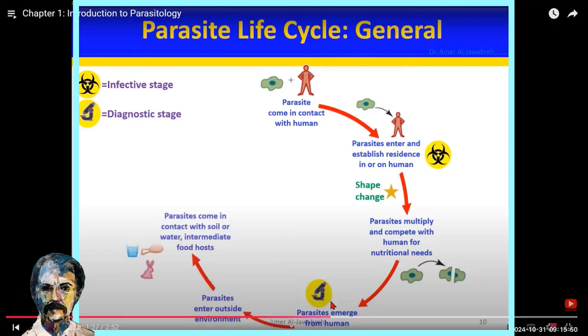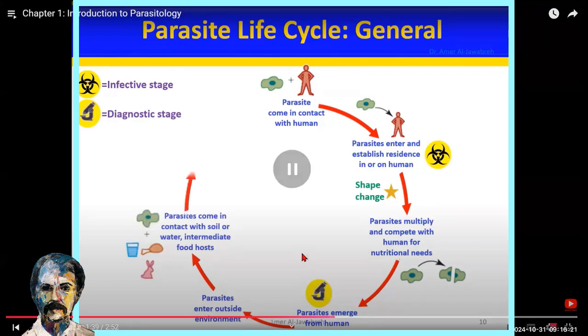When the parasite goes outside, the form that was multiplying inside you is delicate and sensitive. Outside, sun, pH, cold, all these harsh environmental conditions kill this parasite. But the infective form, which is very hard and very strong, very resistant, remains outside in the soil.